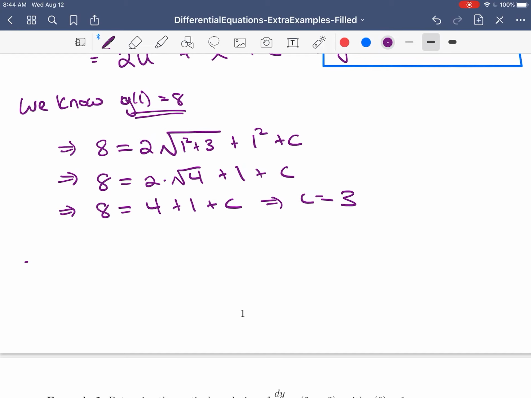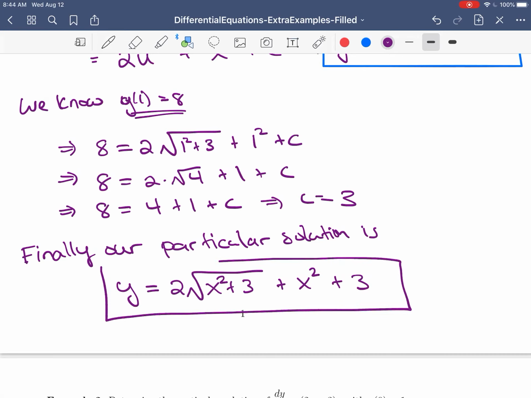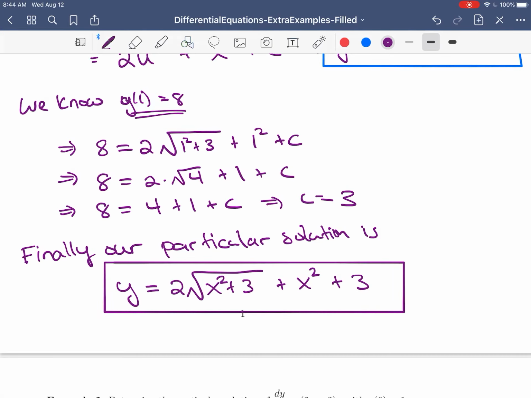So finally, our particular solution is y equals 2 square root x squared plus 3 plus x squared plus 3. So now we know what our c value is.